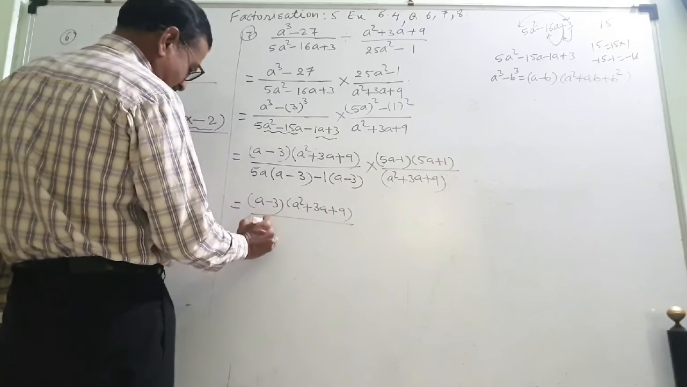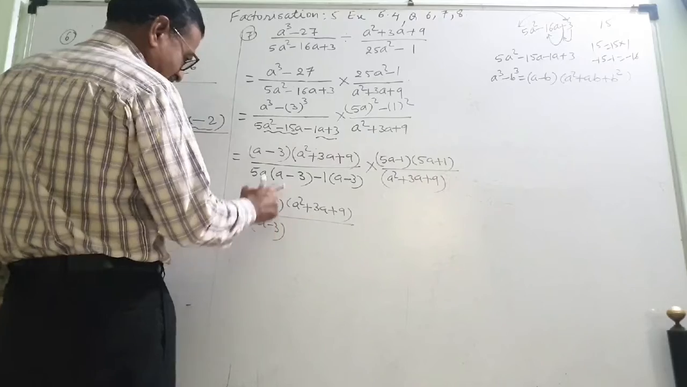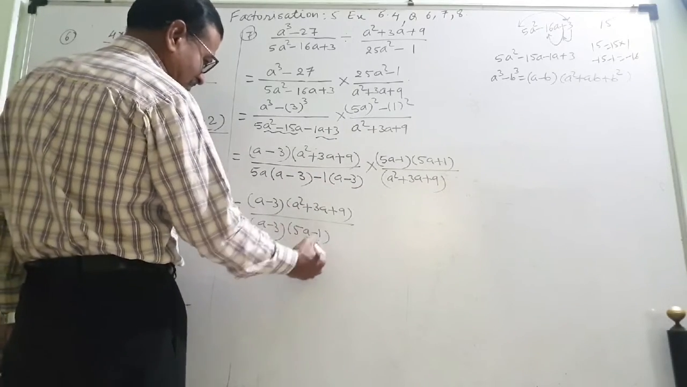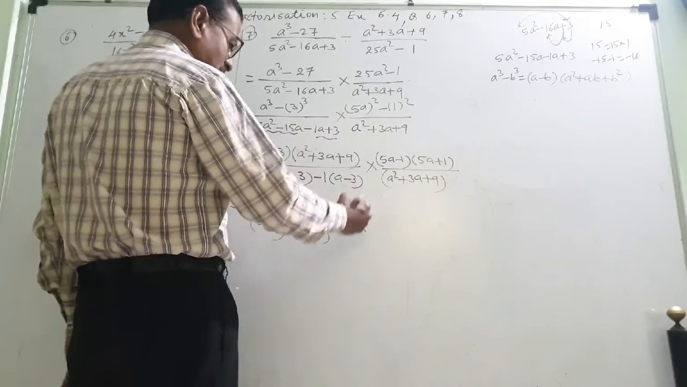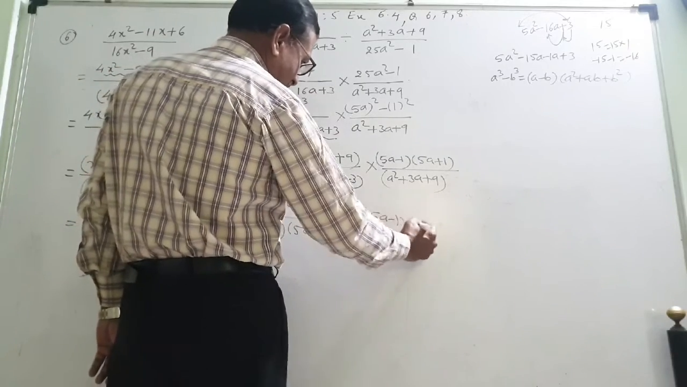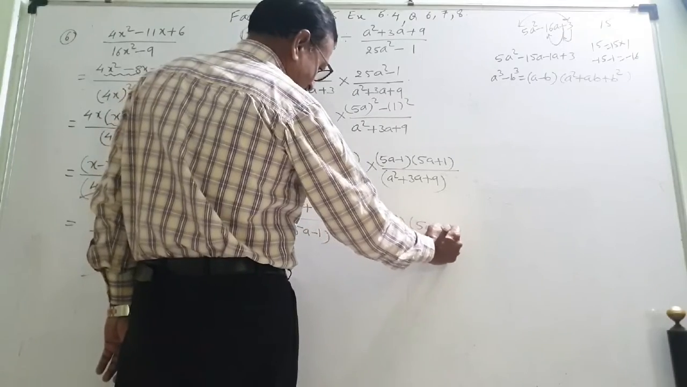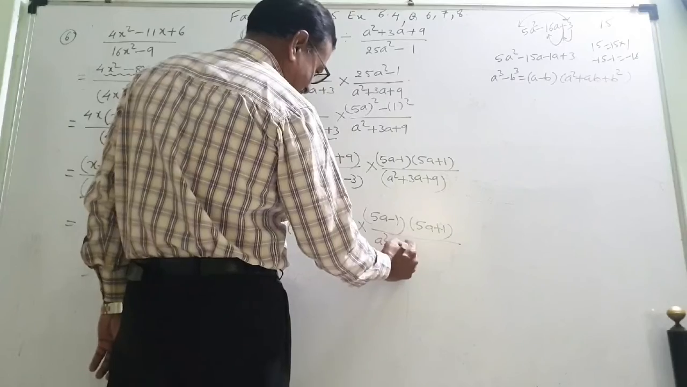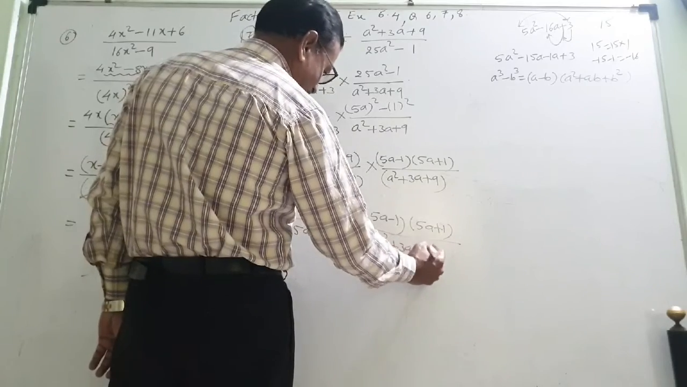upon. This will be a minus 3 is common here and remains 5a minus 1 into, this is 5a minus 1 into another bracket 5a plus 1 upon this is a square plus 3a plus 9.